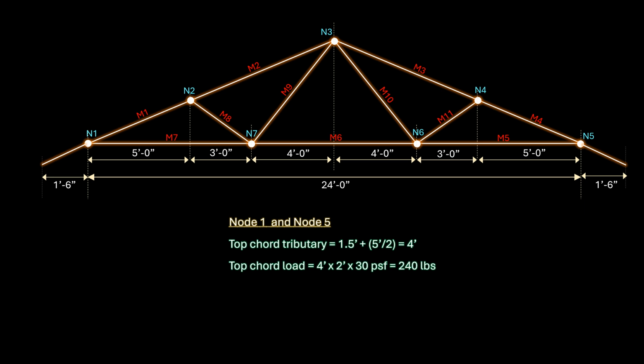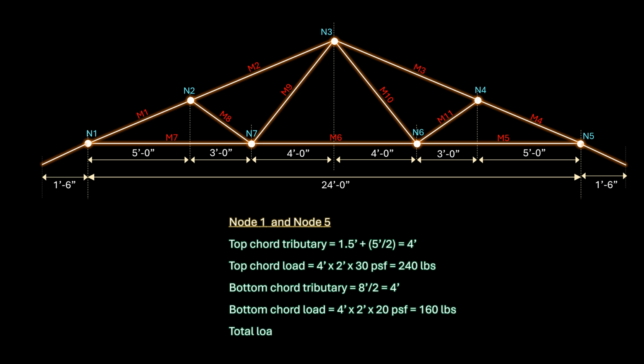We also need to consider the load coming in from the bottom chord. The tributary length will be half of 8 feet, which is halfway between node 1 and node 7. Therefore, the tributary length is 4 feet. We then multiply this by the 2 feet truss spacing. And then we multiply by 20 pounds per square foot, which is the total uniform load at the ceiling. The total load is 160 pounds. This is the ceiling load that is coming through the bottom chord to the support.